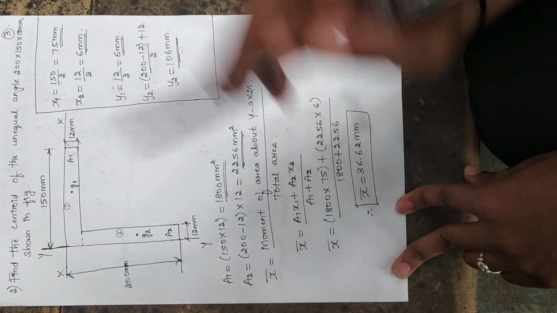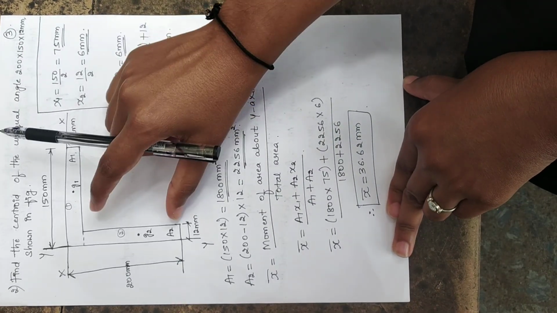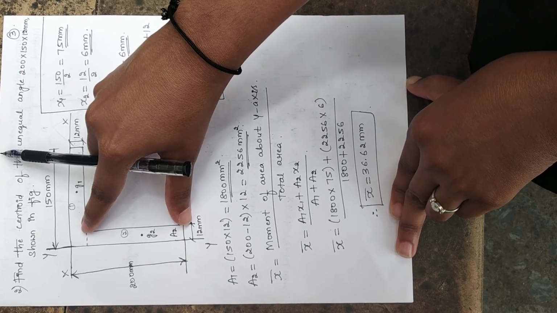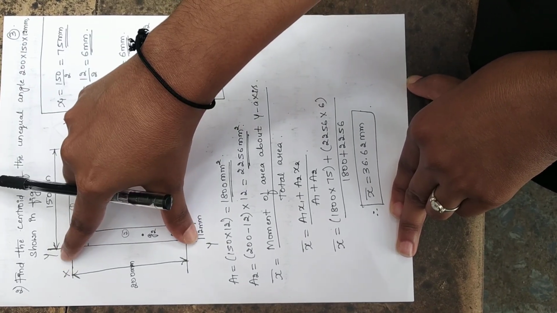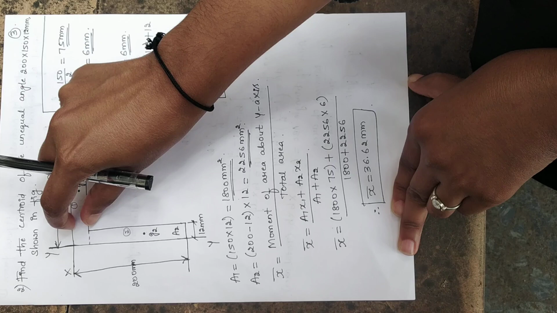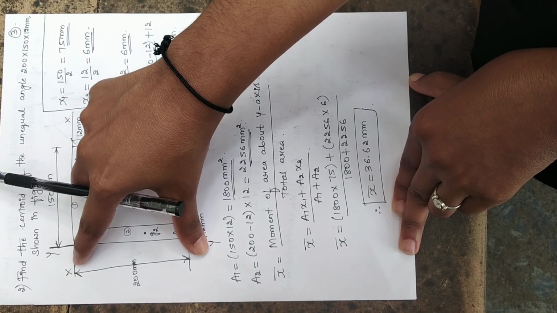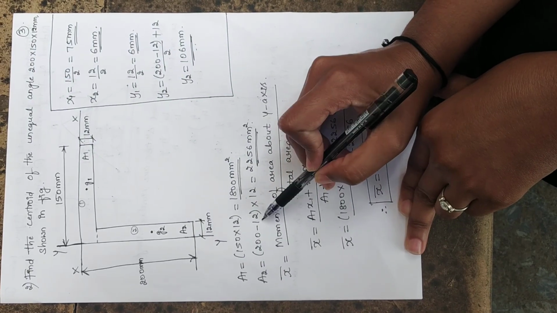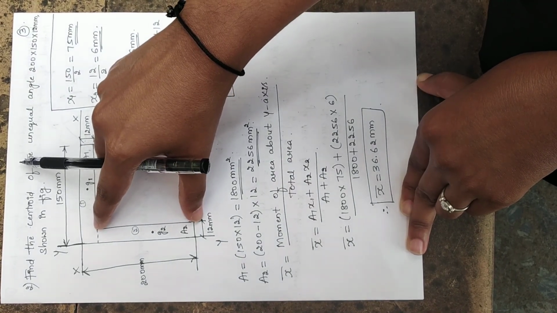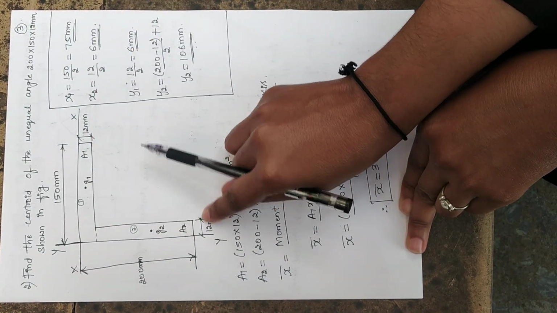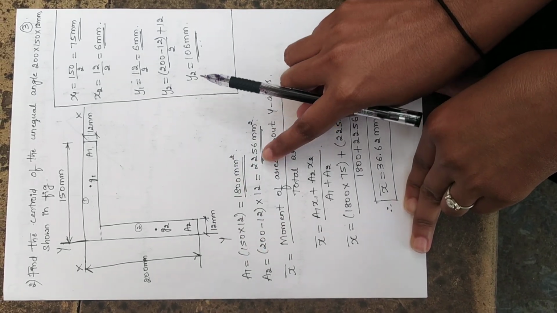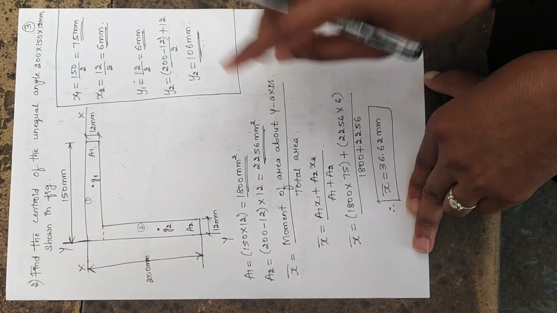A2 is equal to. See, here the rectangle is from here to here. Now to find this length, we have to subtract the total length along with the thickness of the flange. Here the total length is 200, minus of this thickness is 12. 200 minus 12 gives you this portion length into the thickness. Thickness is 12. On simplifying this, you will be getting 2256 mm square.